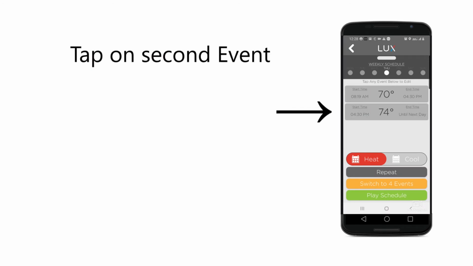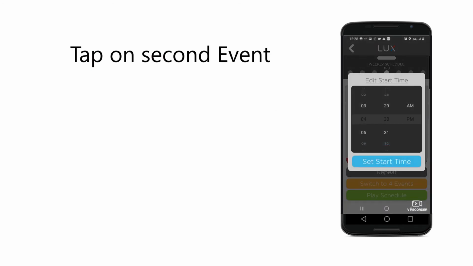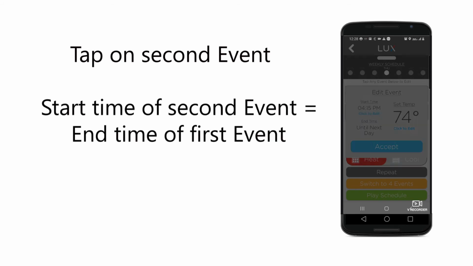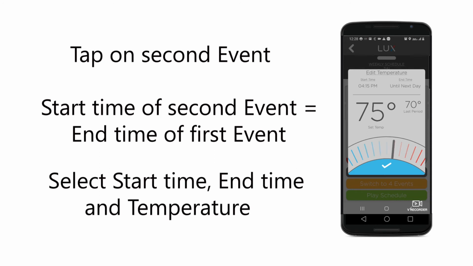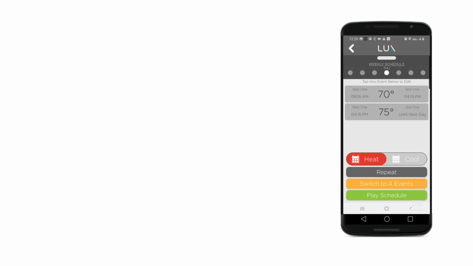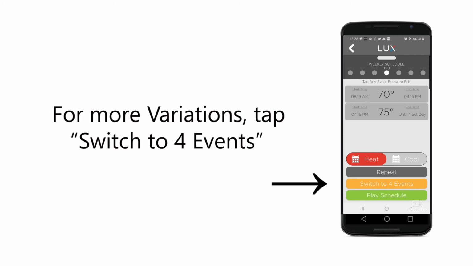Tap on the second event to change your preferences. The start time of the second event is automatically set to the end time for the first event. If you need more variations in a day, you can tap on switch to 4 events. This will allow you to program 4 separate events for the day.